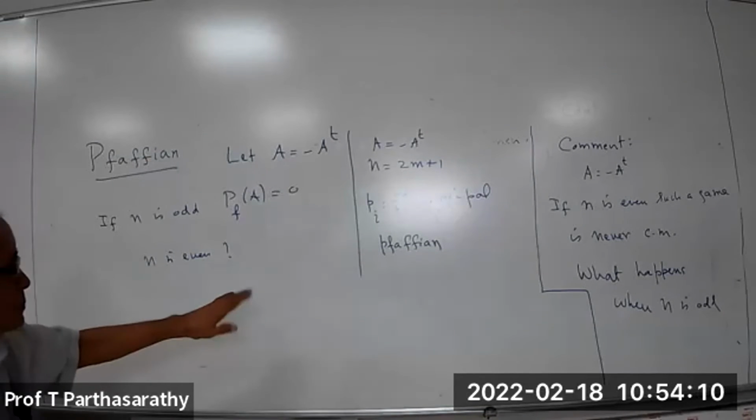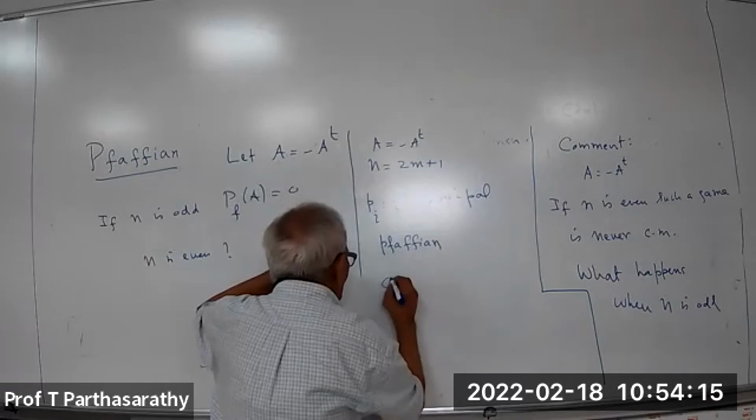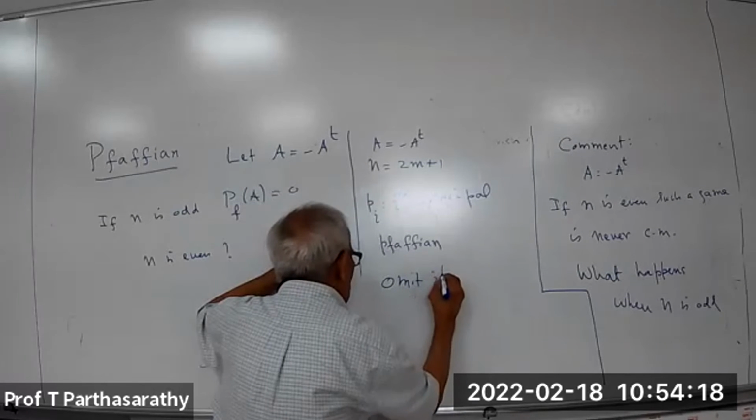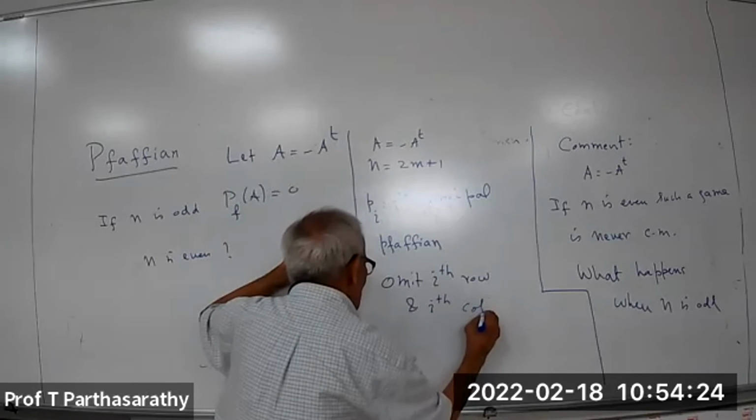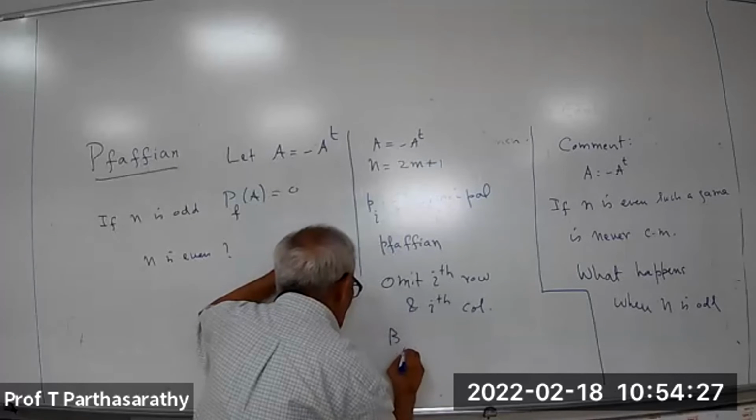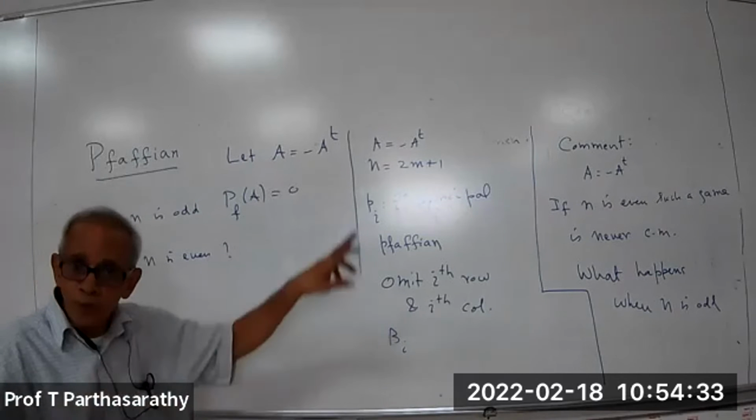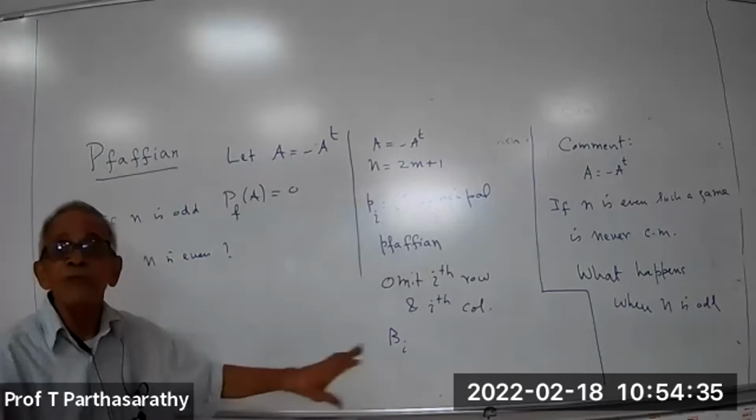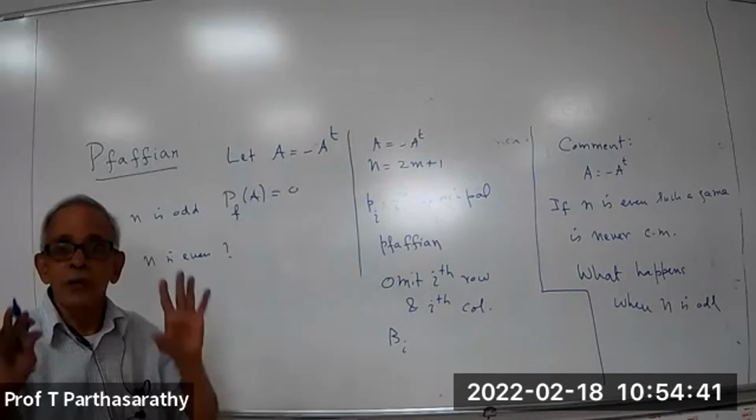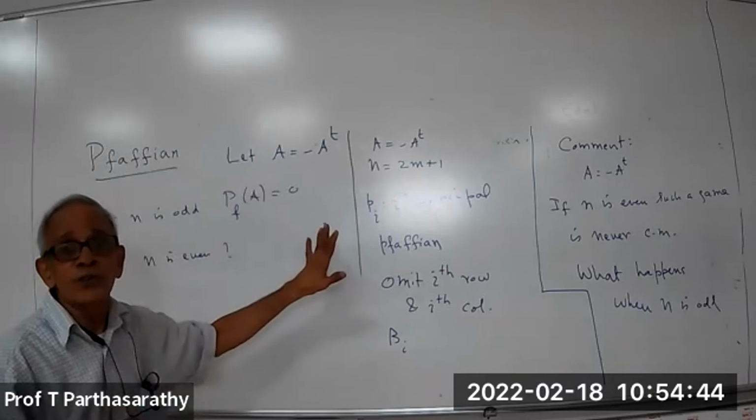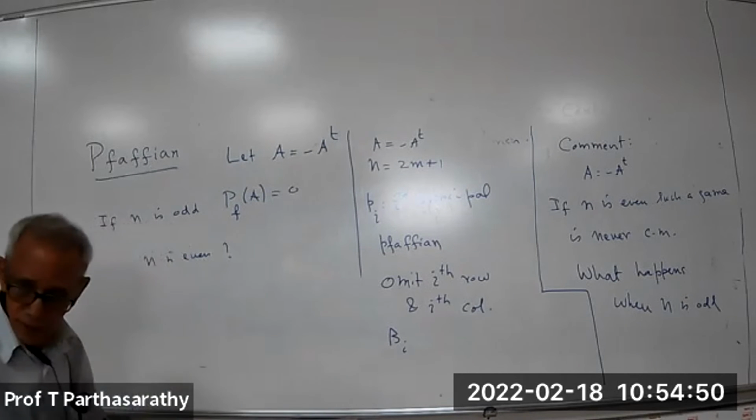This means the Pfaffian of the matrix omitting the ith row and ith column. Let me denote this matrix as Bi. Bi is a submatrix of A, with the ith row and ith column omitted. It is of even order, so I can talk about the Pfaffian of an even order matrix. So let me give you the precise definition of Pfaffian.